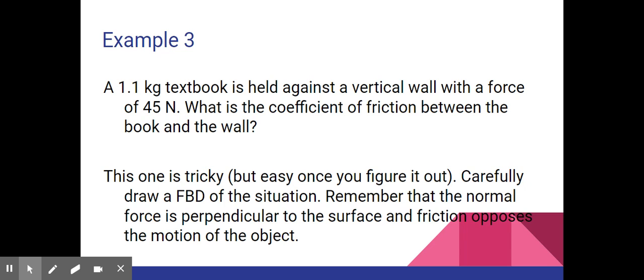This one can be tricky, but it's really easy once you figure out what direction the force is going. So carefully draw a free body diagram of the situation, and remember that the normal force is perpendicular to the surface. Doesn't mean it's going up all the time. It just means that the normal force is perpendicular to your surface, in this case, the wall. And friction opposes the motion of the object. So that should tell you what directions your normal force and friction force should be in. Your applied force, you're pushing the book into the wall, and you've got a gravitational force. So think about that before you solve these problems.